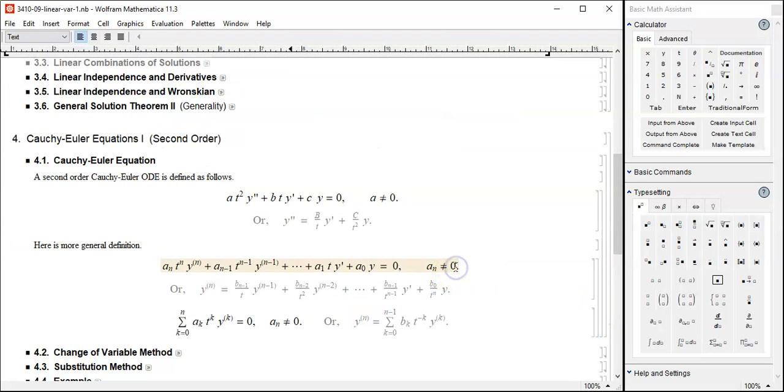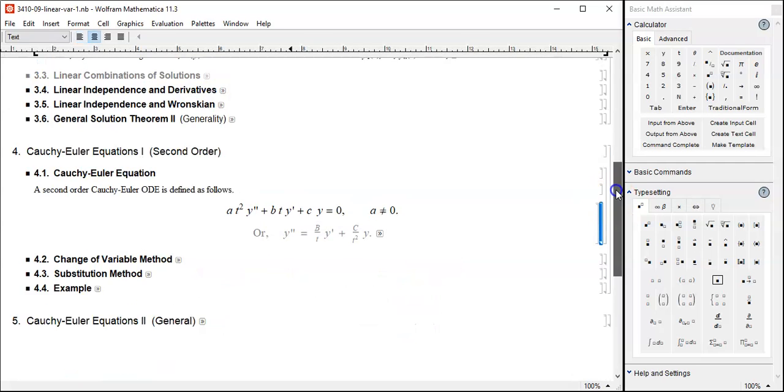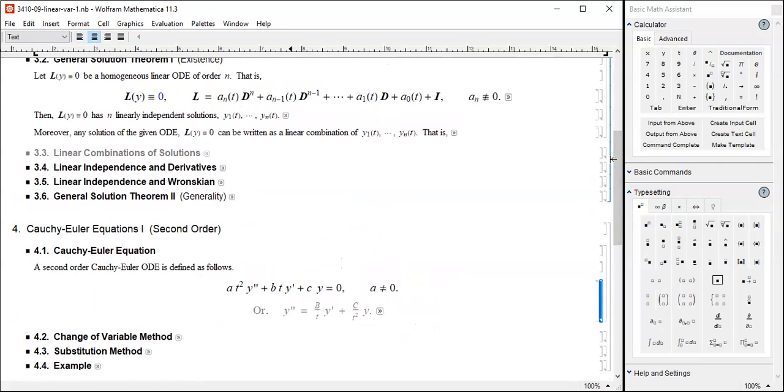In general, it goes like this. The nth derivative is paired with t to the nth power, the n minus first derivative is paired with t to the n minus first power, and so on. That's a little bit more general setting, but let's not go that deep.